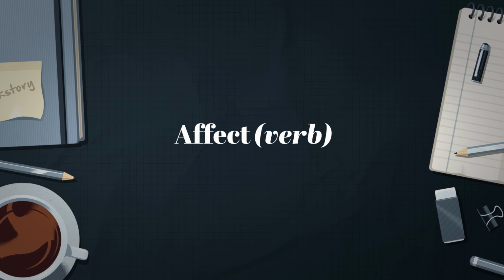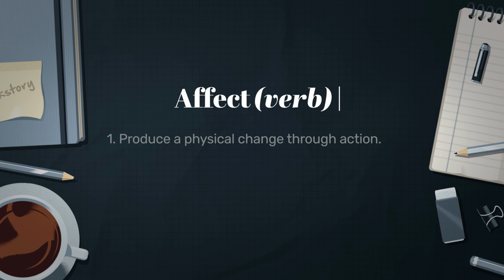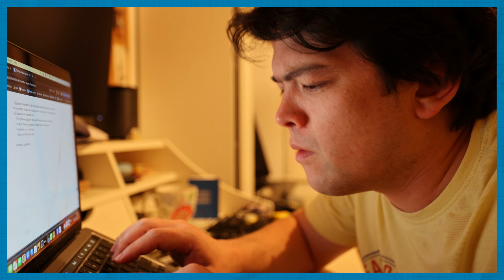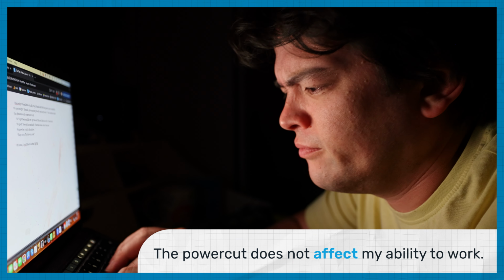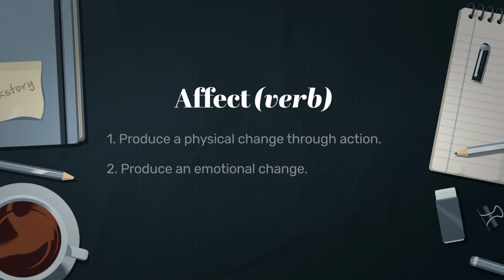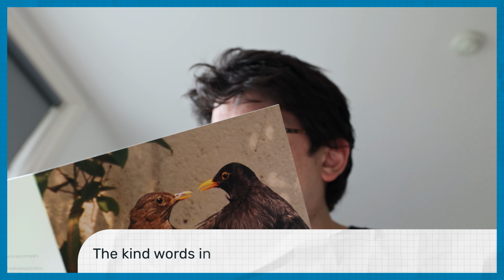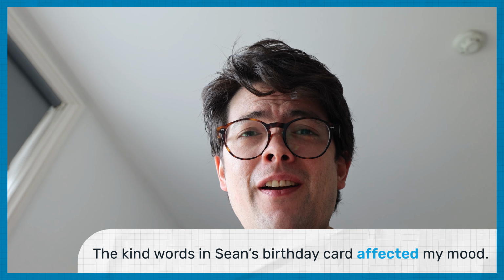Affect with an A is a verb. It means to produce a physical change through action. For example, the power cut does not affect my ability to work. It can also mean to produce an emotional change or a move in someone's emotions. For example, the kind words in Sean's birthday card affected my mood.